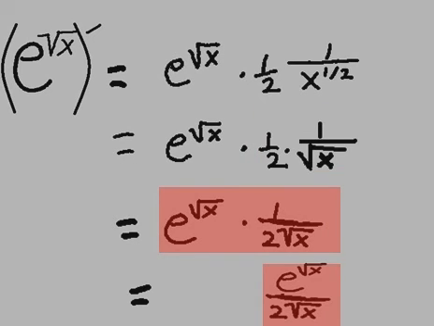And now we multiply e to the radical x times 1 over 2 radical x, and we get e to the radical x over 2 radical x.